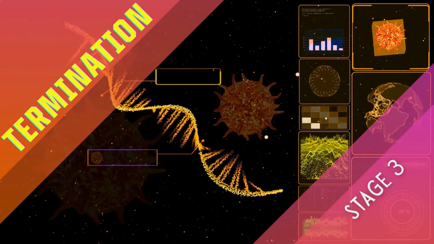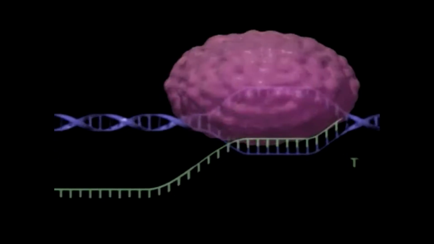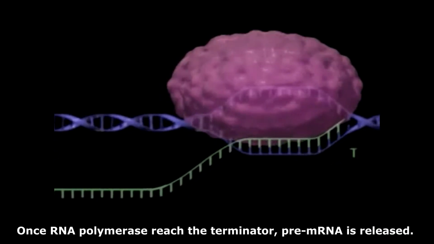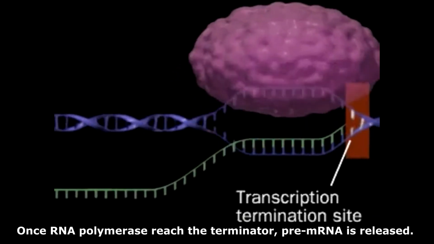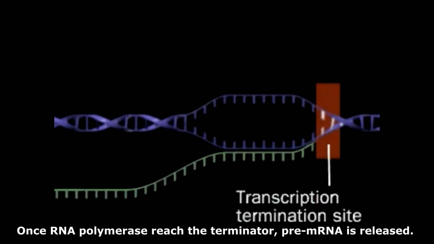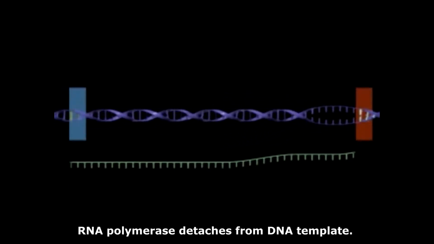Stage 3. Termination. Transcription stops at a specific site on DNA called terminator. Once RNA polymerase has gone past the terminator, the RNA transcript, which is pre-mRNA, is released. RNA polymerase detaches from DNA template.